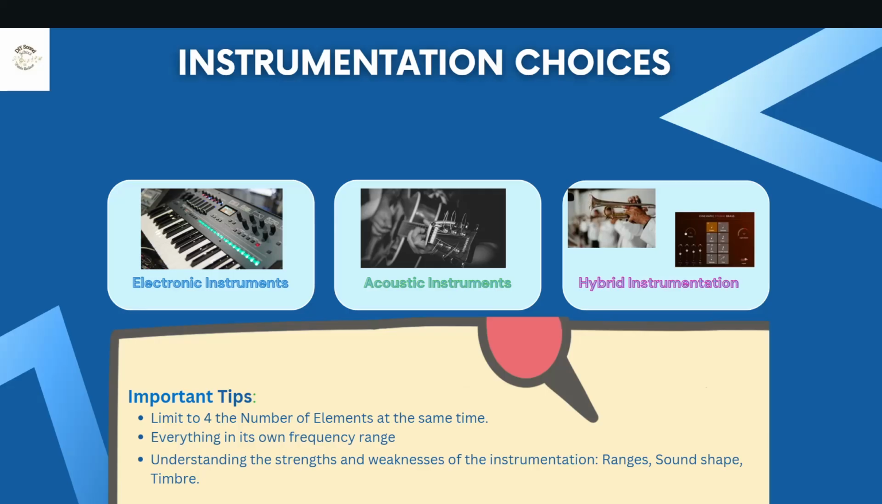And a few other important tips about the instrumentation. First of all, when we're talking about the number of elements in instrumentation, we're talking about elements in the sense of their function in the overall arrangement. The instrumentation elements could be a rhythmic element, a melodic element, a secondary melodic element, or a harmonic element. Typically, even though we are using more instruments, my recommendation is to limit the number of elements to 4.